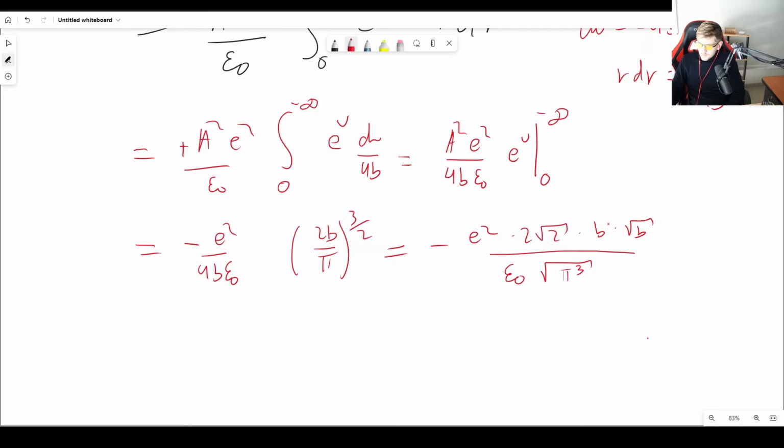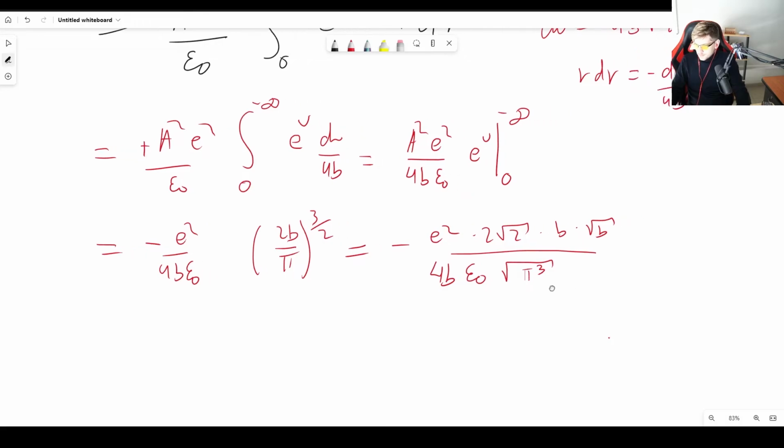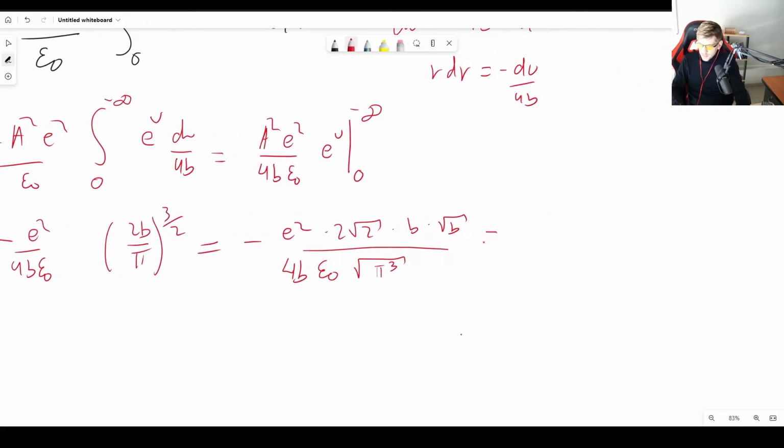Yeah. Oh, wait, what happened to the 4? So there's a 4b that I almost forgot about. Okay. So here we can simplify this a little bit, but not that much. So we can get minus e squared, the b's cancel out, and we can leave this as 4 pi epsilon 0, right? Taking 1 pi out of this, so pi times square root of pi is basically what I did. And then we have times 2 times the square root of 2b over pi.